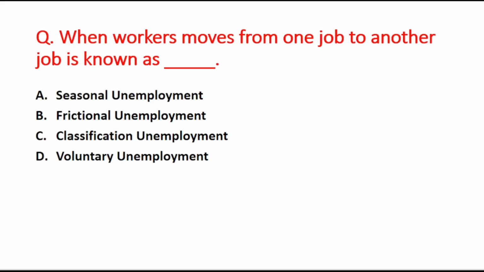Next is, when workers move from one job to another job is known as blank. A option is seasonal unemployment, B option is frictional unemployment, C option is classification unemployment, and D is voluntary unemployment. So the right answer is option B, that is frictional unemployment.